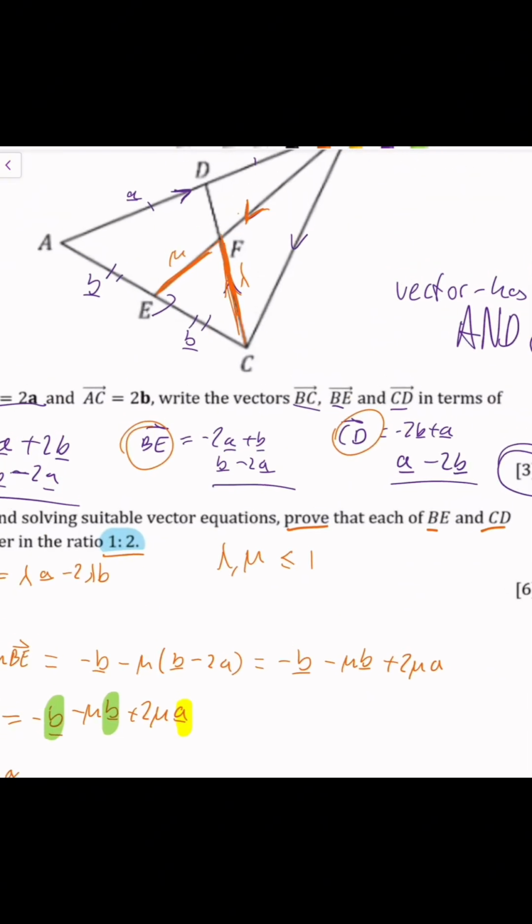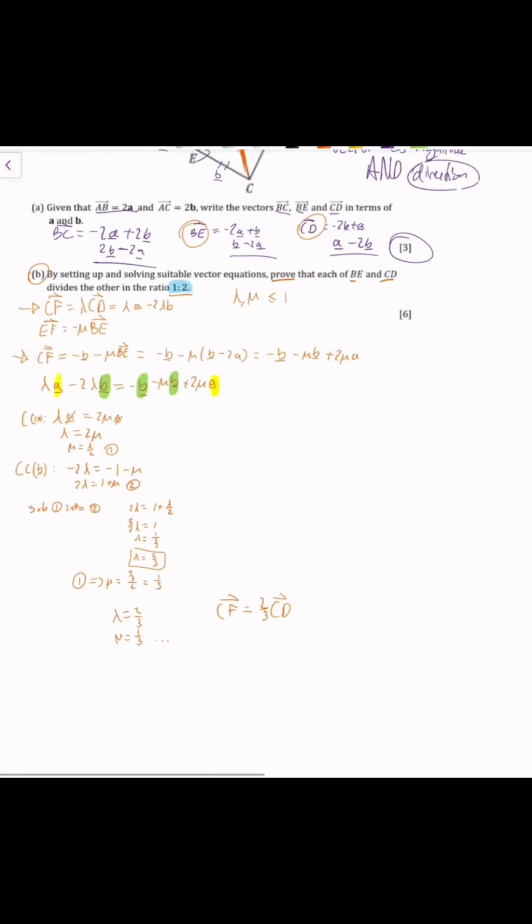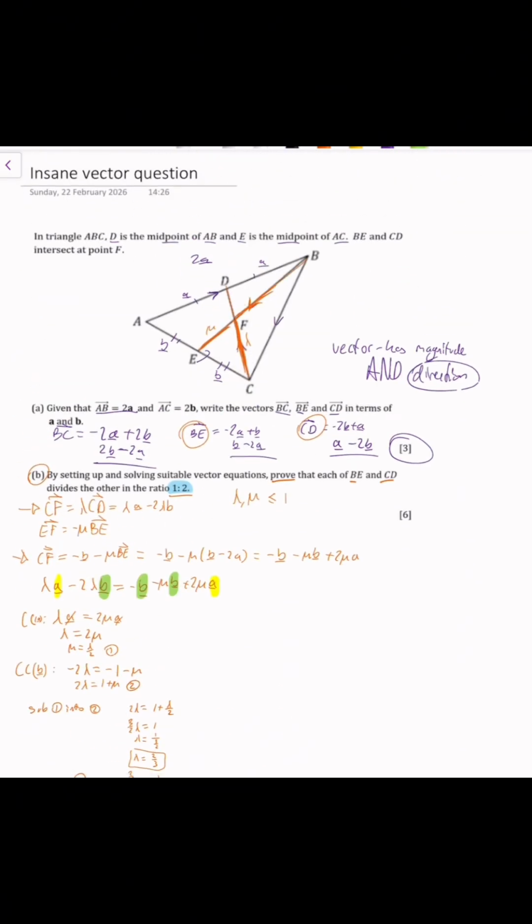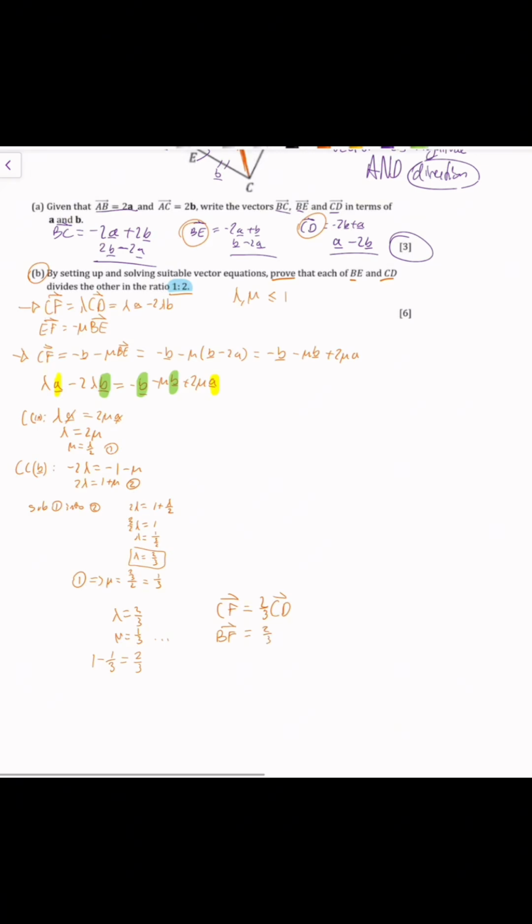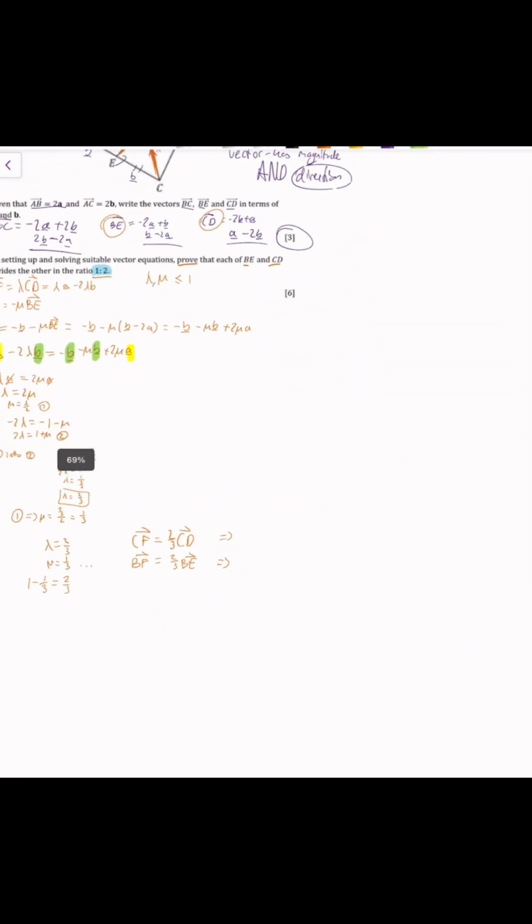So lambda here is 2/3 of this whole length. So we can simply state that CF equals 2/3 of CD. And for mu, 1 minus 1 over 3 is equal to 2/3. So now we can say this length here, BF, is equal to 2/3 BE. So these both imply: the first one implies CF to FD is the same as 2:1. And the same for the second one, BF to FE, both of them in 2:1. We can finalize our proof with this.